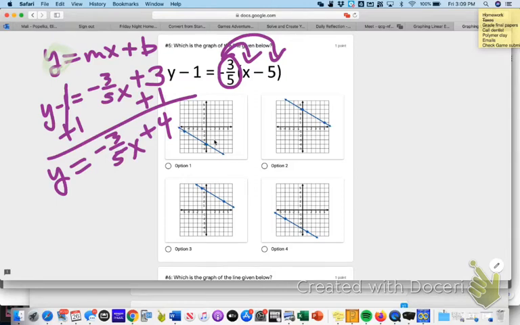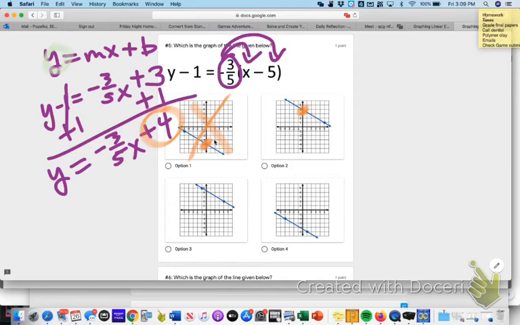And I'm going to start by looking to see which graph matches that y-intercept. Let's see if we can narrow it down like that. So we're looking for a graph that hits the y-axis at +4. If I look at option 1, I see that it hits the y-intercept at a -4, not +4 up here where we need it to be. So that means that option number 1 is a no-go. Option number 2 does hit the y-axis at 4, so that's a contender.